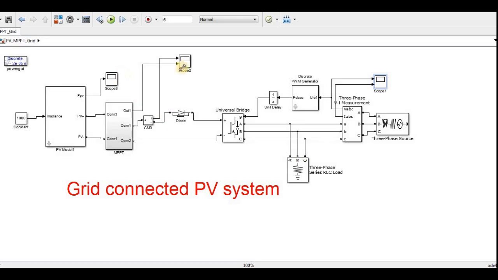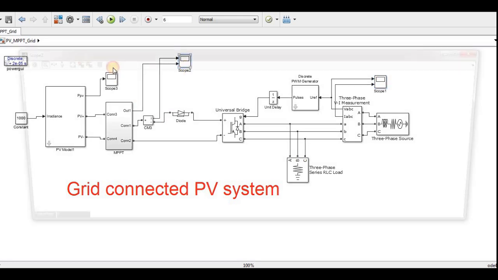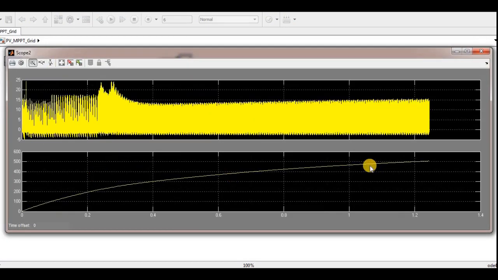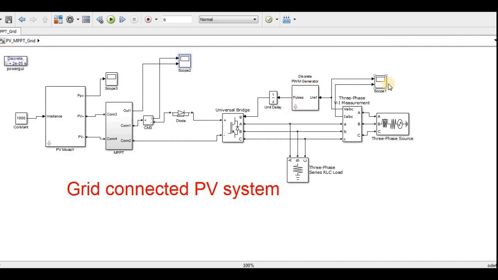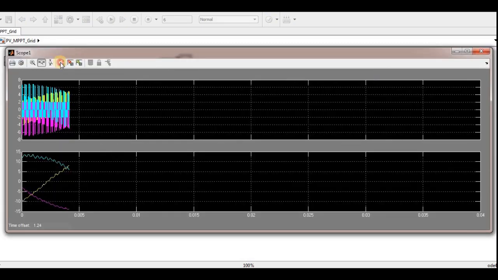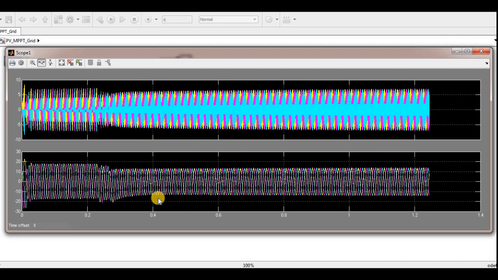See, whenever my voltage is less than 400, I mean up to like 0.8, less than 400, I cannot get the output of the inverter like this. See, 0.8.